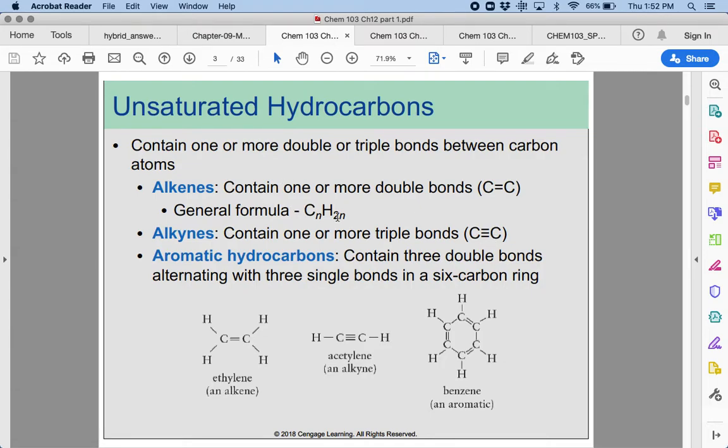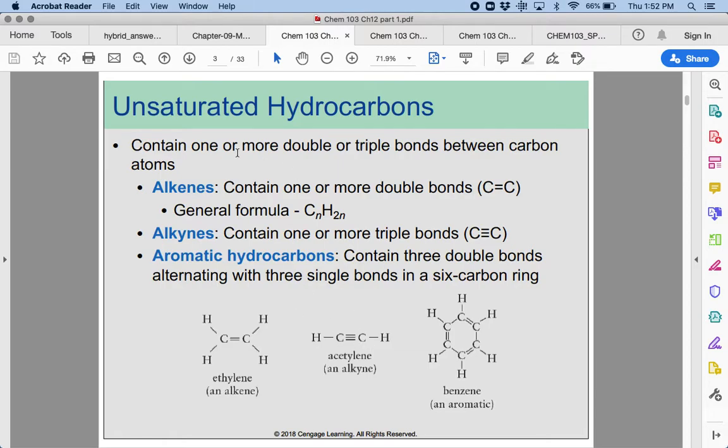We have a general formula for our alkenes. So just like we had a general formula for our alkanes, we do have one for our alkenes as well. So if you can remember this formula, you could be given a molecular formula for a compound and be able to describe it pretty quickly without having to draw it as either an alkane or an alkene.